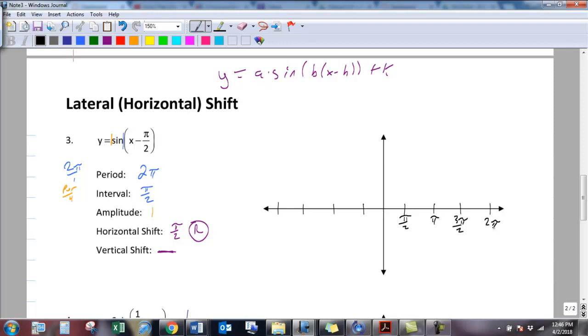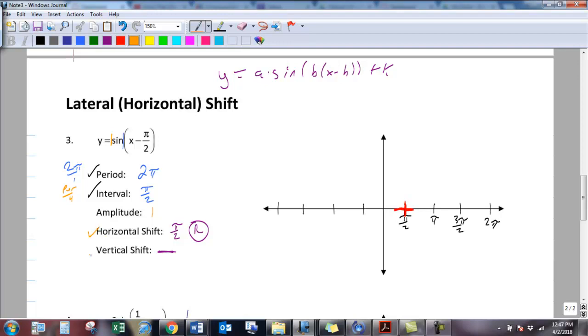All right, if you need to pause it, go ahead and pause it while you catch up, but hopefully you're here. So, we did our period and interval. Check, check. What's next? Our shift. Now, our shift went pi halves right. So normally our origin is here, but our origin is going to shift pi halves right. So this is our new origin here, on pi halves.